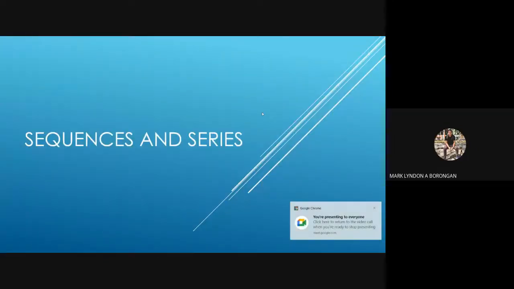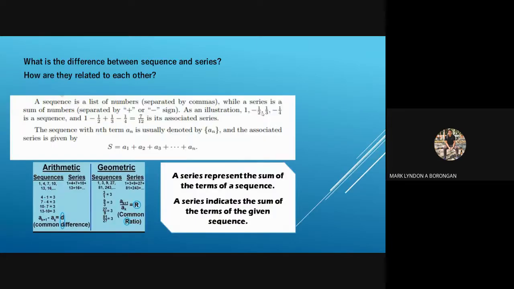Okay, so our topic for today will be about sequences and series and also the sigma notation. Let us first tackle the sequences and series. First we must have the definition which answers the question: what is the difference between sequence and series, and how are they related to each other?